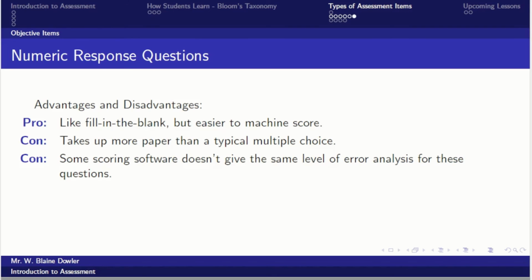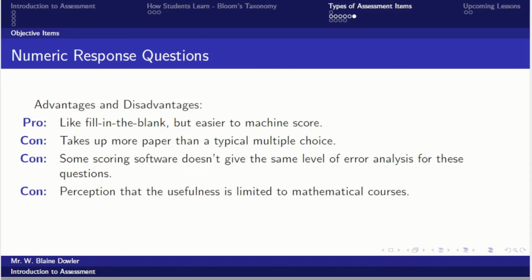And some scoring software doesn't give the level of error analysis for these questions that you can get for multiple choice. And another part is that the perception is that the usefulness is often limited to mathematical courses. So math itself, physics, some problems in chemistry, when in fact it could be used for a number of things, especially if the system allows more than one correct answer.